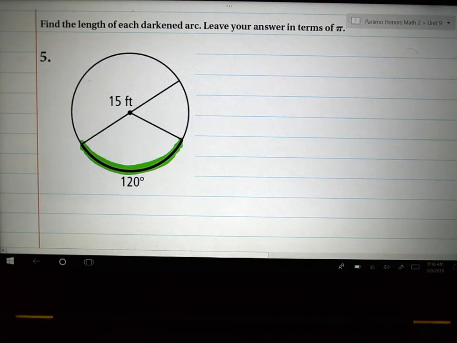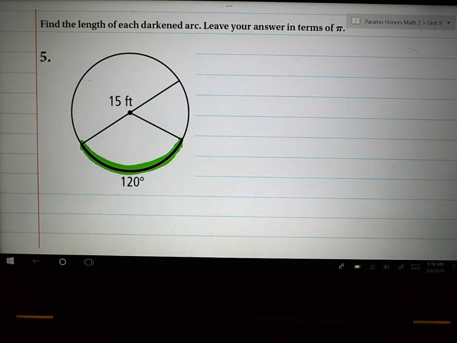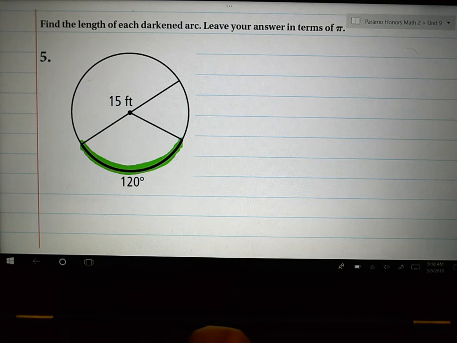Find the length of each darkened arc. Leave your answer in terms of pi. So this is not shaded. We're looking for a distance. When you're thinking of a distance, you need to be thinking 2 pi r or pi times d. Is this 15 a d or an r? If you know, tell the person you're sitting next to.